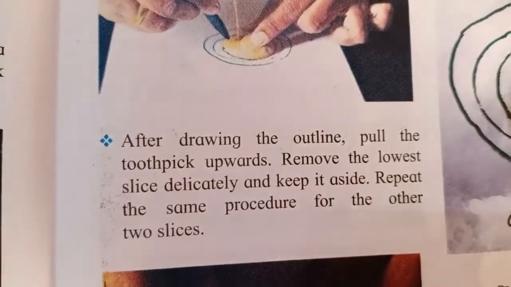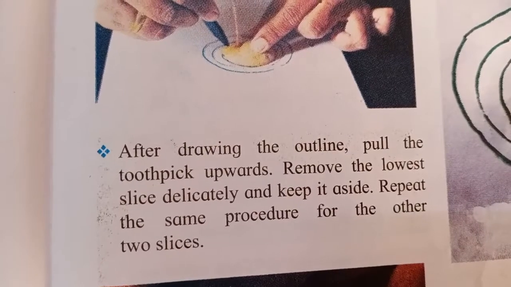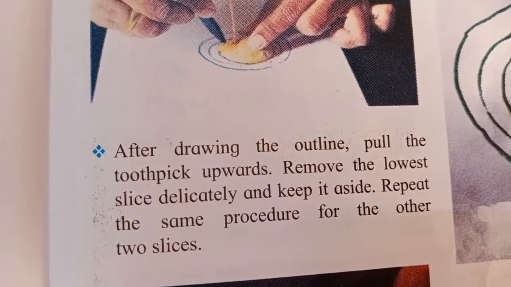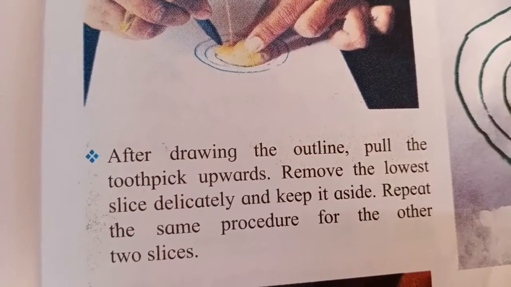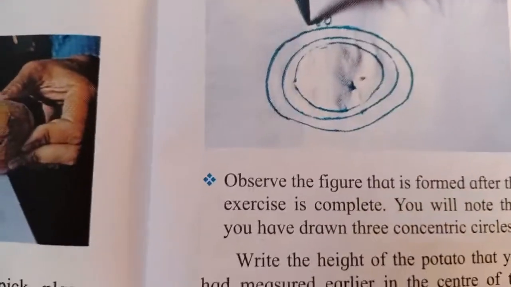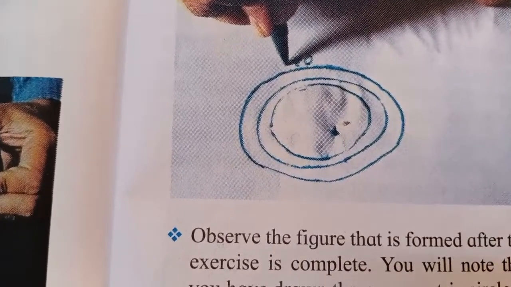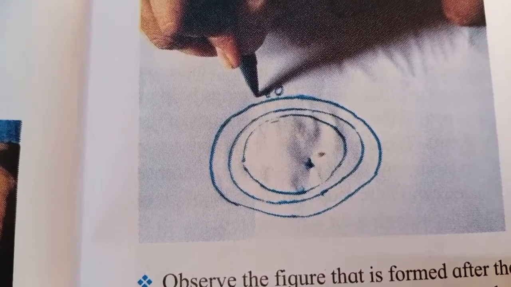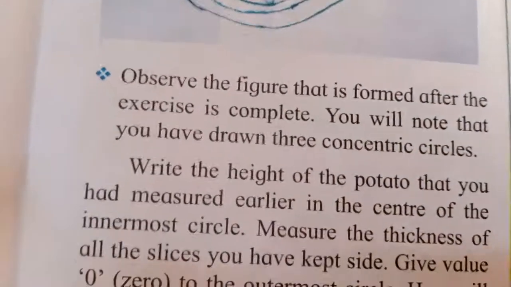After drawing the outline, pull the toothpick upwards, remove the lowest slice delicately and keep it aside. Repeat the same procedure for the other two slices. So accordingly, you are going to get three circles. One by one you have to remove the slices and draw the circle.